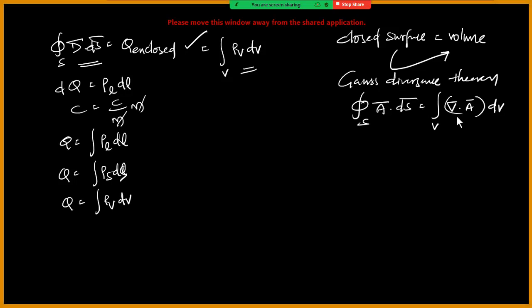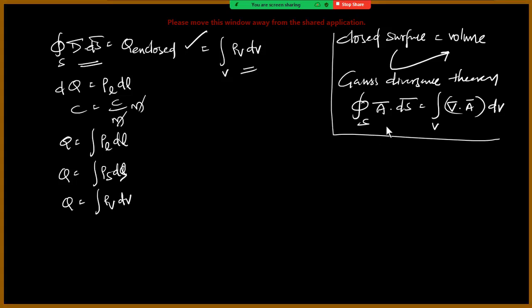Okay, it is not simply a bar, it is divergence of a bar. So this left side part, whatever we have written here, can be converted into volume integral now using this particular Gauss divergence theorem. Before going to apply this one, similar to the Gauss divergence theorem, we have the Stokes theorem also.